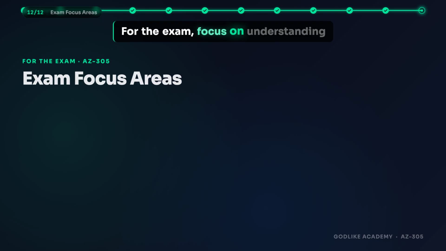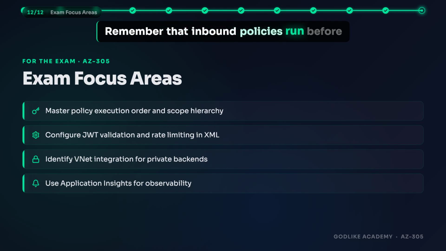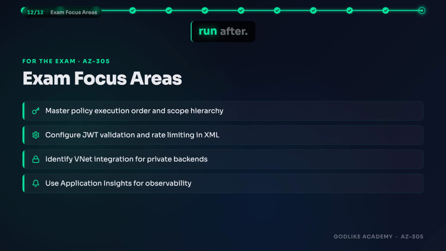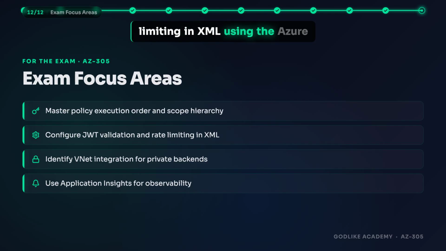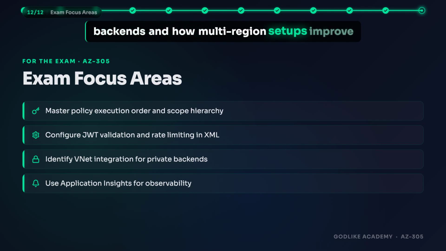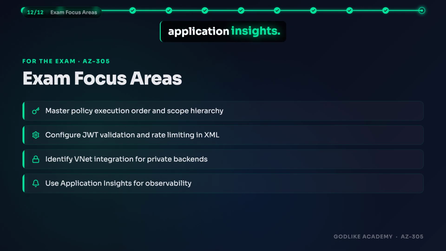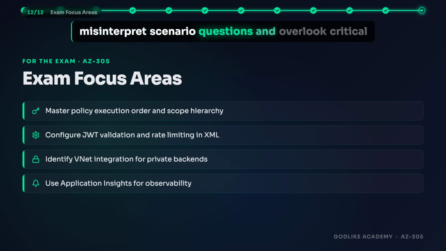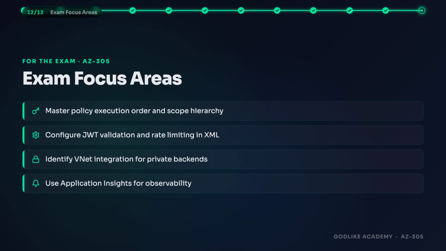For the exam, focus on understanding policy execution order and scope hierarchy. Remember that inbound policies run before the backend call, while outbound policies run after. Practice configuring JWT validation and rate limiting in XML using the Azure CLI. Also, be prepared to identify when to use VNet integration for private backends and how multi-region setups improve availability. Always consider observability by integrating with Application Insights. Missing these details causes you to misinterpret scenario questions and overlook critical security configurations during troubleshooting exercises.